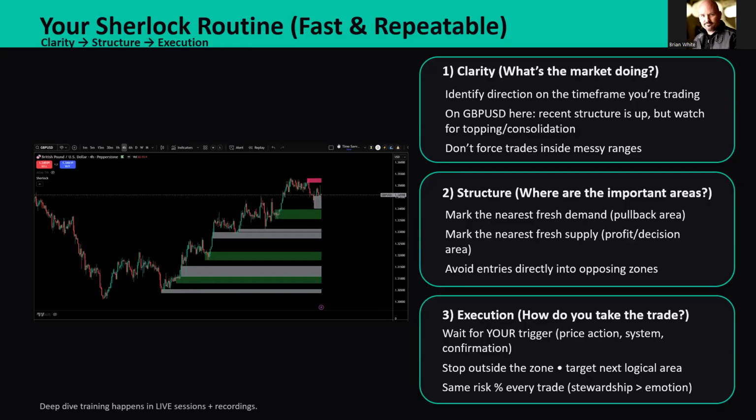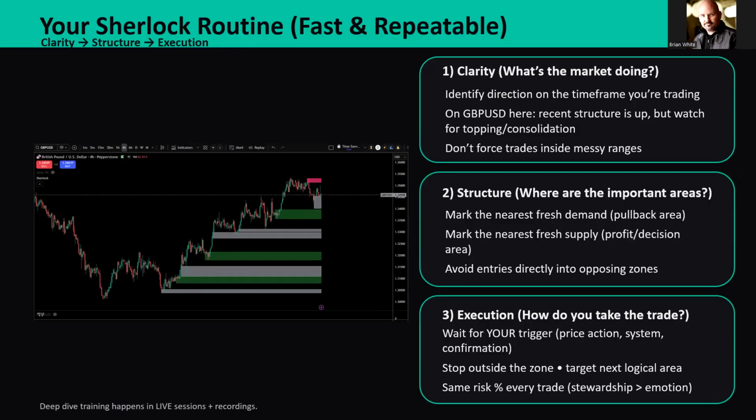Structure is next, and Sherlock helps us with this. Where are our fresh zones? Not that we don't pay attention to the ones that are not fresh, but a fresh demand zone below the current price can be a pullback area. And again, with context, and we show you that in live sessions, especially Sherlock on the Monday evening sessions. Fresh supply above can be a decision. It can also be a target area.